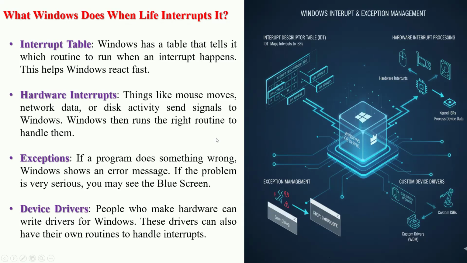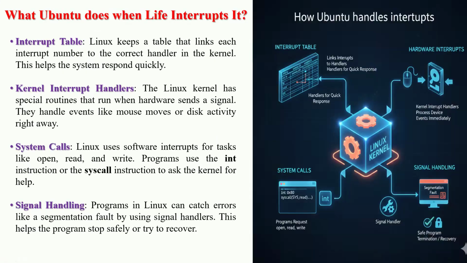Now, when we talked about Windows, let us try to see the similar thing with respect to Ubuntu. The Ubuntu distribution of Linux also maintains an interrupt table inside the kernel. Every interrupt number is linked to a handler. When hardware sends a signal, kernel interrupt handlers run immediately. And to achieve this, Linux uses system calls for daily work.